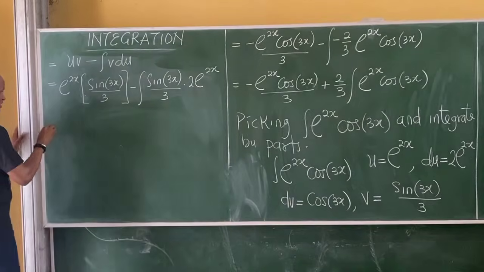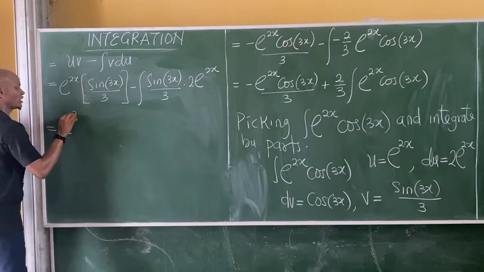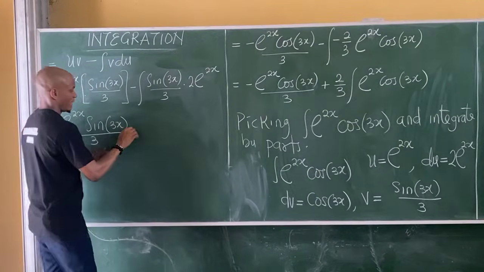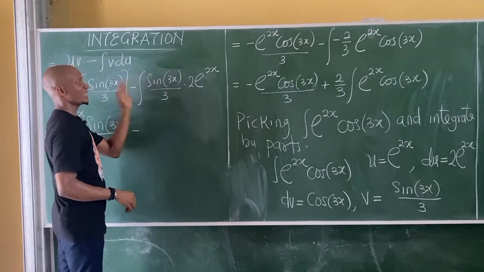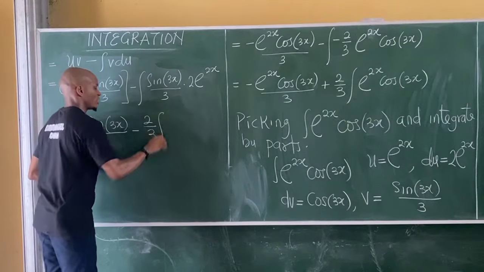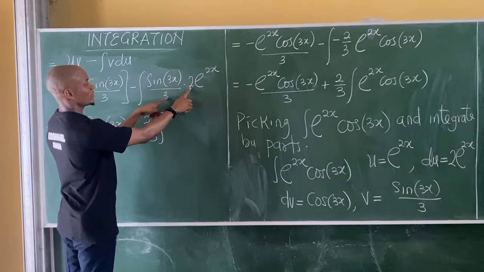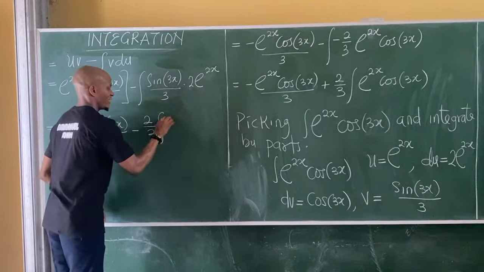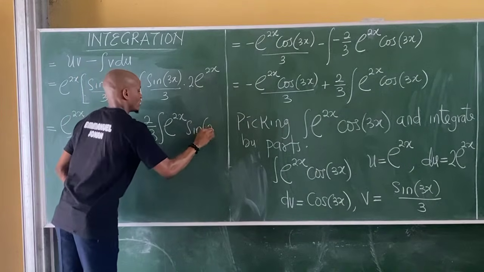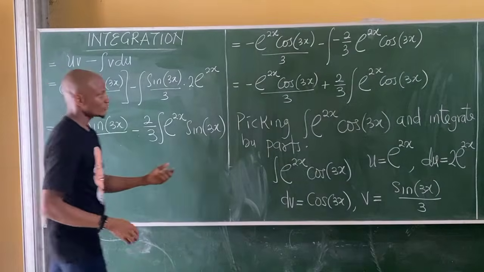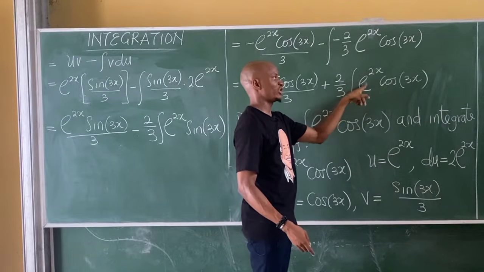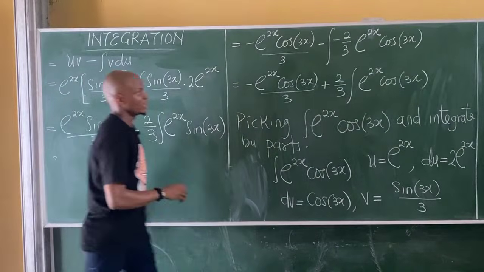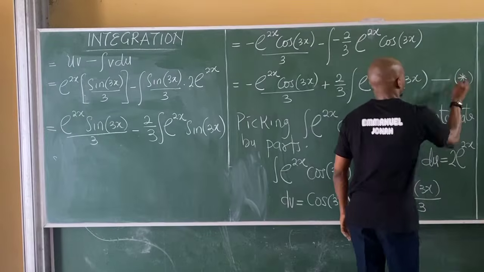If I simplify this, it gives you exponential 2x sine 3x all over 3, minus my constant, which is 2 all over 3. Take it outside the integral sign, it becomes 2 all over 3 times the integral. If I take out 2 over 3, I'm left with sine 3x and exponential 2x, so take the exponential function before the trig function: exponential 2x sine 3x. That means on evaluating the integral of exponential 2x cos 3x, I have this as my answer. Let's call this equation asterisk.